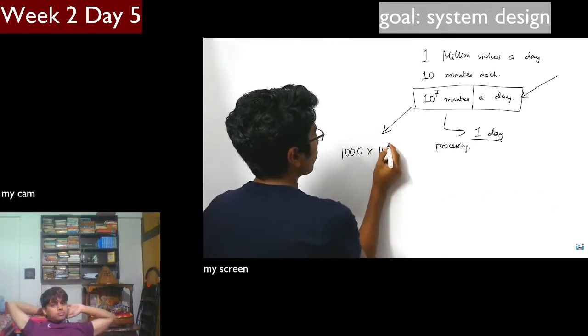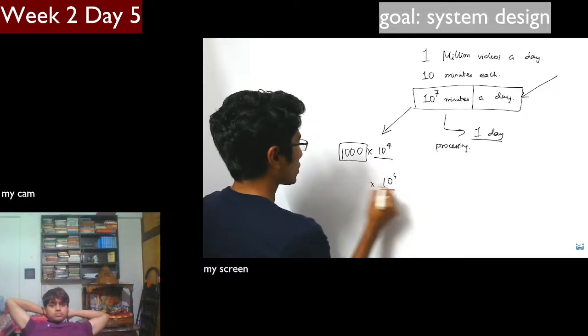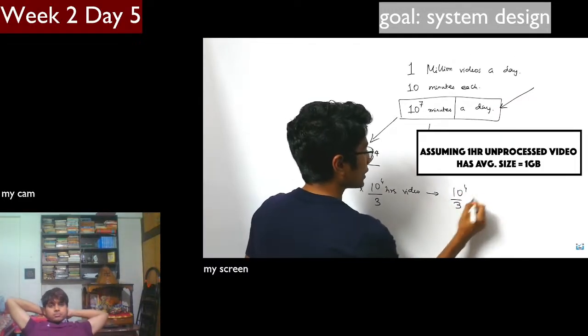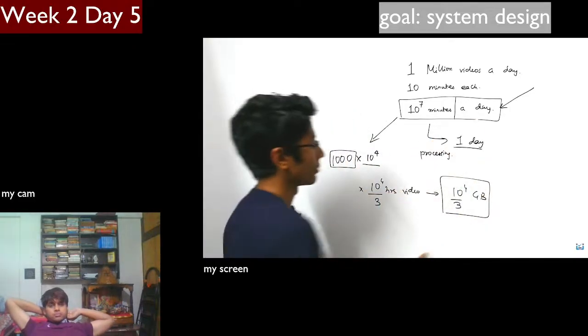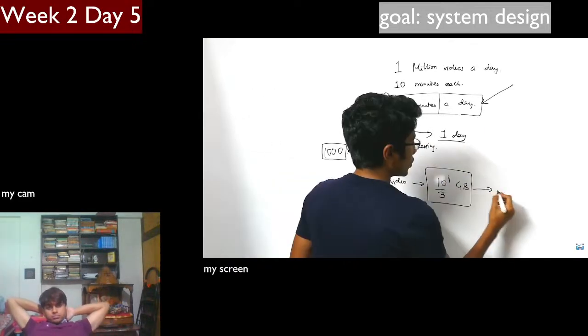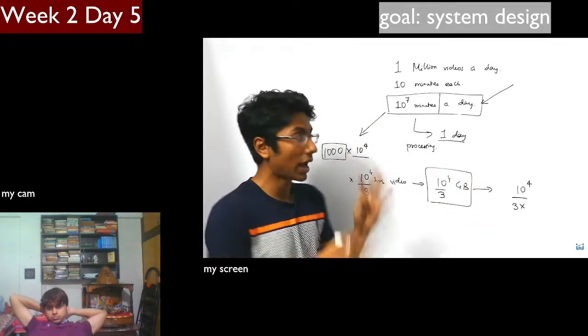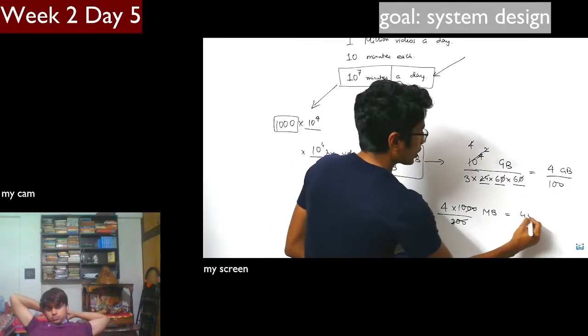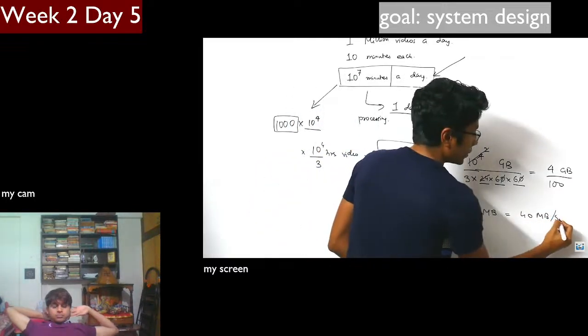1000 into 10⁴. This is 10⁴ divided by 3 hours. 10⁴ by 3 GB of video to be processed in a day. But how much is that in seconds? So this has to be divided by the number of seconds you have in a day. Cancel these terms out, you have 40 MB of data to be processed per second.